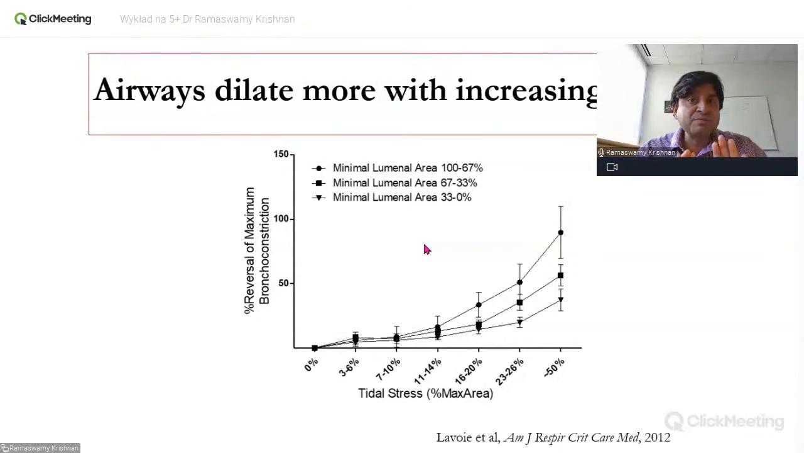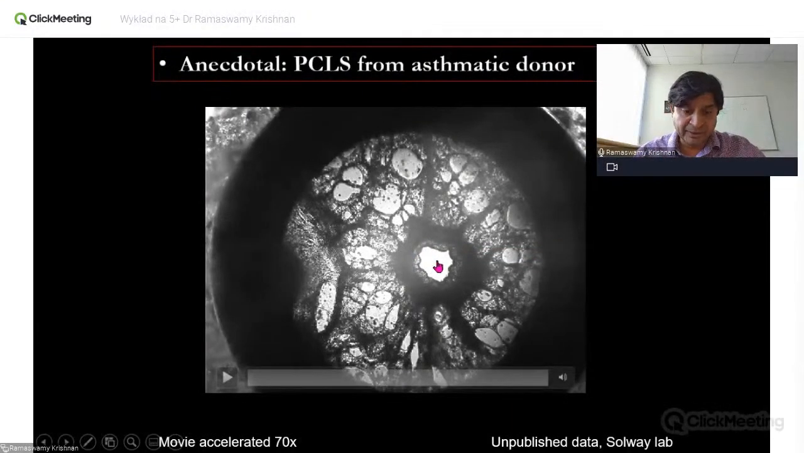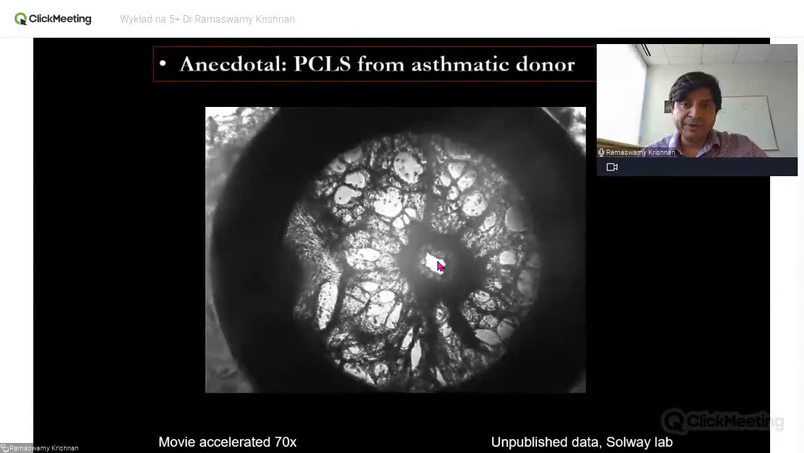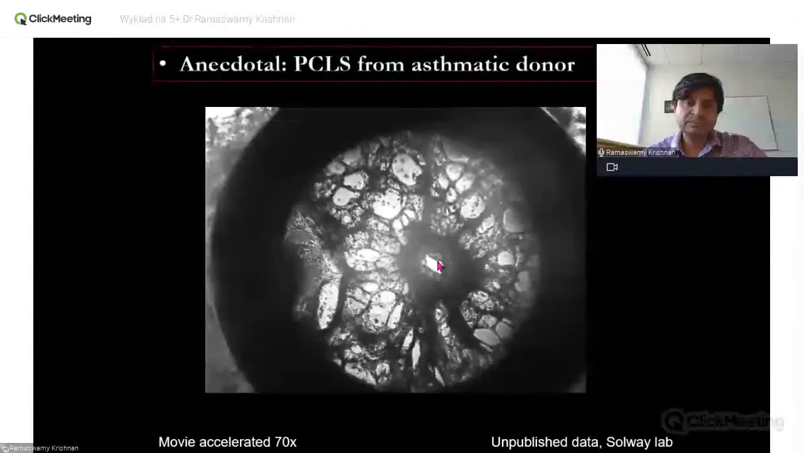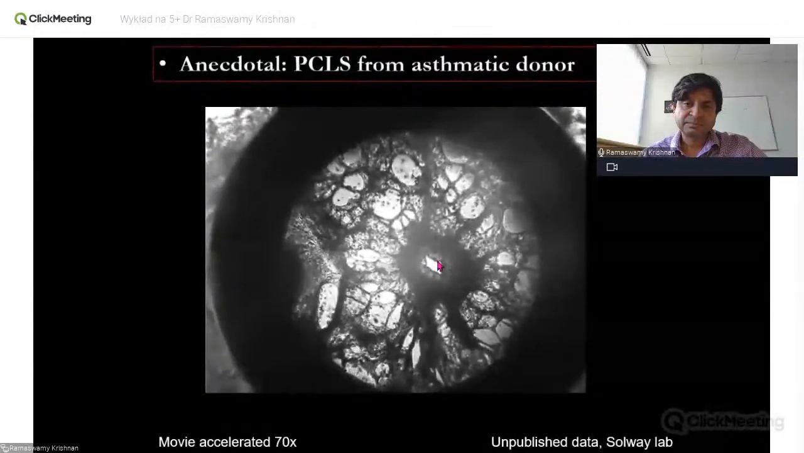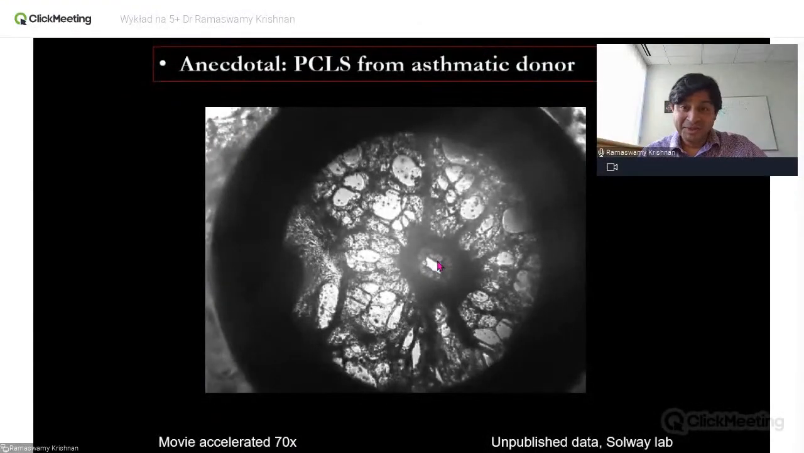All this, however, was non-asthmatic lung slices and lungs. We have evidence, few slices from asthmatic, and here's a movie, similar experiment, and let's see what happens in an asthmatic airway of an asthmatic lung slice. Again, keep your eye there. Methacholine, you see constriction, and then breathing. That airway stays constricted. Breathing does not overcome the constricted state.